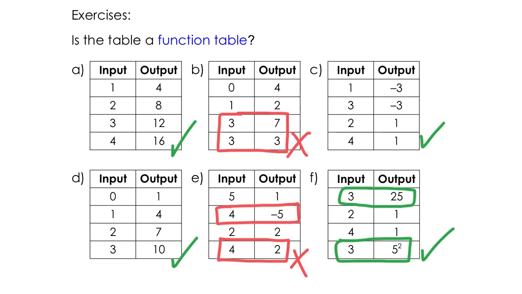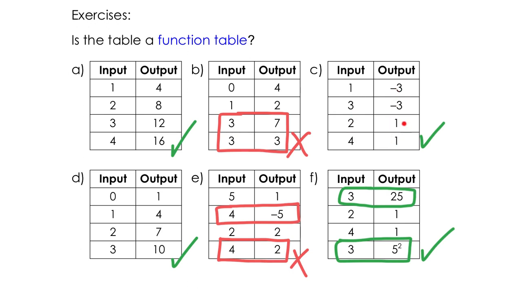Well, here you go. For the first one, each input is different, and each input has only one output, so that's good. The second one, I've highlighted it here, input of 3, but you get either 7 or 3 as the output, so that's not a function because you get more than one output for one input. The third table is okay. Each input has one output.